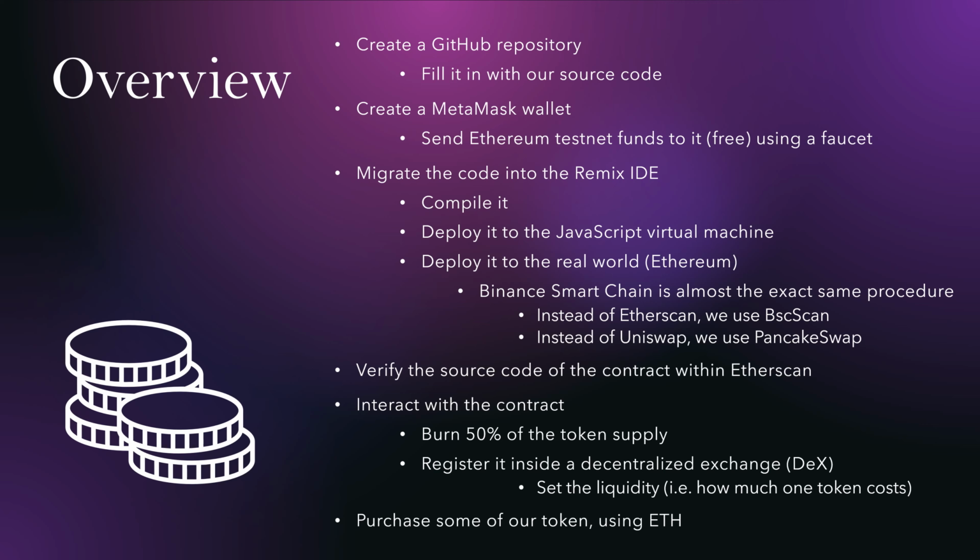We can also deploy it to the Binance Smart Chain or any others. And then we're going to verify the source code of the contract using Etherscan. We're going to interact with the contract by burning 50% of the token supply, and then we're going to register it in a decentralized exchange, and it's going to set the liquidity for it, so how much one token costs. And then finally, we're going to purchase some of the token using Ether.